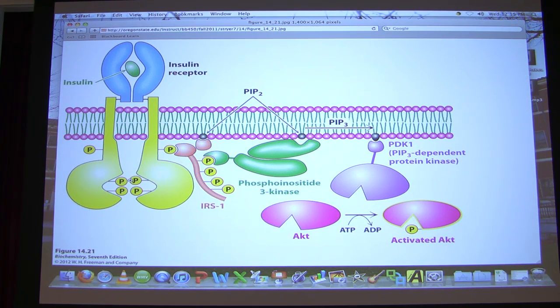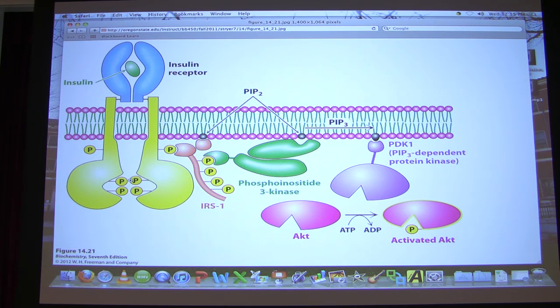Okay? Yeah? So the green one? This guy. Yeah. That catalyzes the reaction of PIP2 to PIP3? The green guy catalyzes the conversion of PIP2 into PIP3. You're exactly right. Yep. Yes, sir? IRS1 is simply a bridge in this scheme. It's simply a bridge.